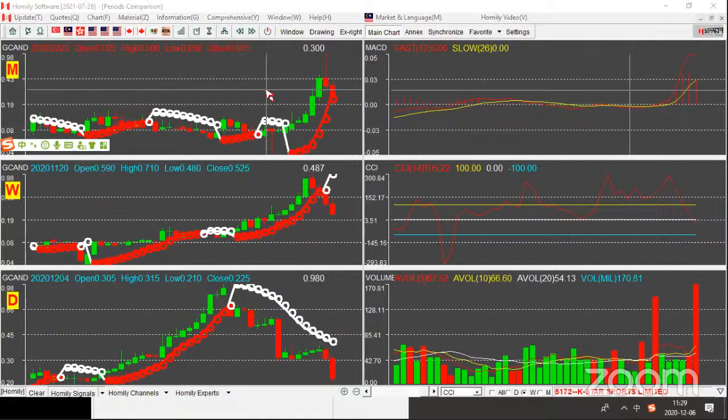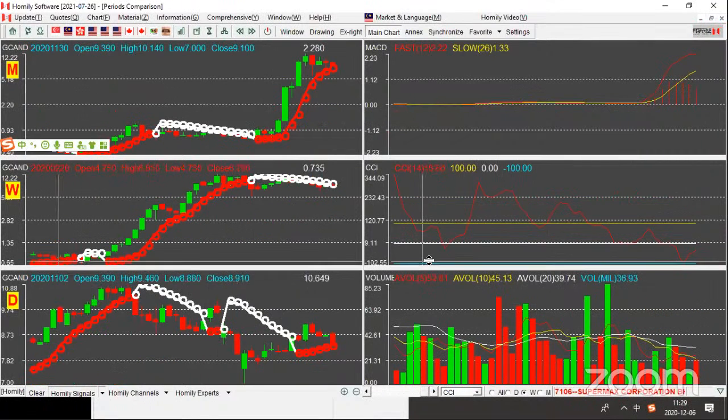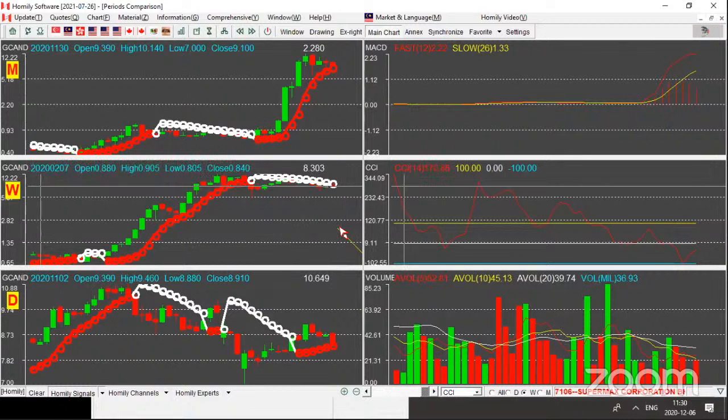Supermax. How to search a stock when we are in the 6 period comparing chart, right? You can just type the code number on the keyboard, then you can make it.